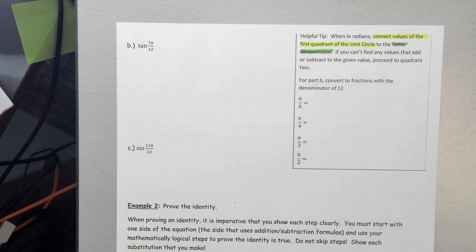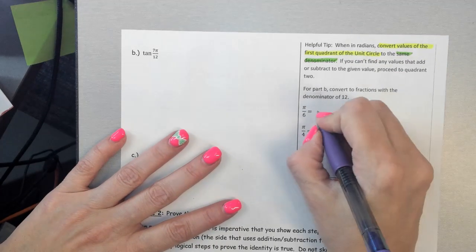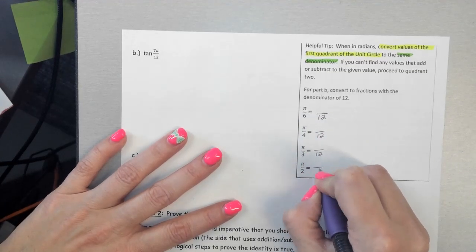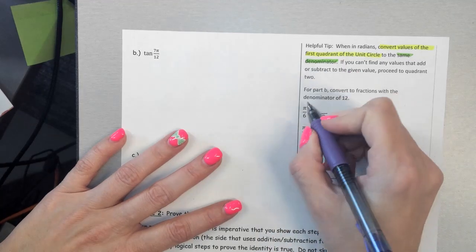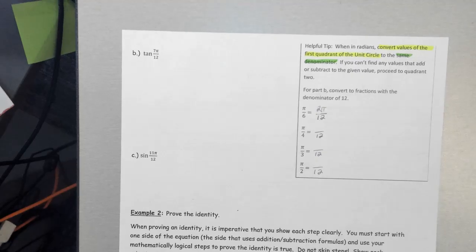Okay, so if you have pi over 6, we're going to convert that over 12, over 12, over 12, over 12. Okay, so 6 times 2 is 12. So pi times 2 is 2 pi. Okay, we can convert the rest of those, and then I want you to choose 2 of them that add to 7 pi over 12.